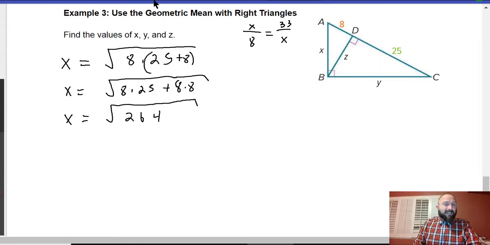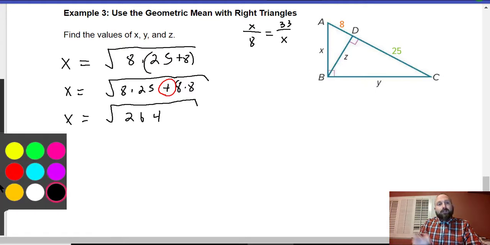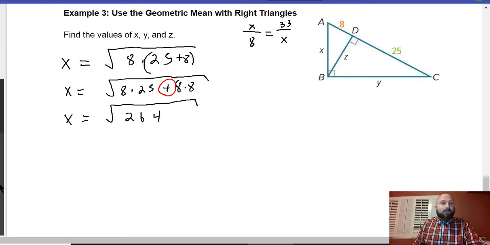Now, some of you might think, hey, wait, isn't this 8 times 8? Well, yeah, but there's this plus symbol right there, so we can't do that little trick of pulling out things that are multiplying, like 4 times 4. The square root of 4 times 4 is 4. Can't do it because there's this plus. You have to get rid of all the adding and subtracting. So the square root of 264 is going to be 2 radical 66, which is around 16.2.